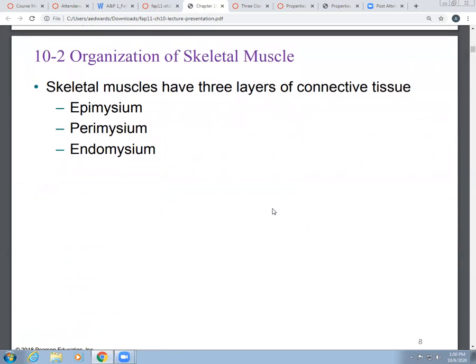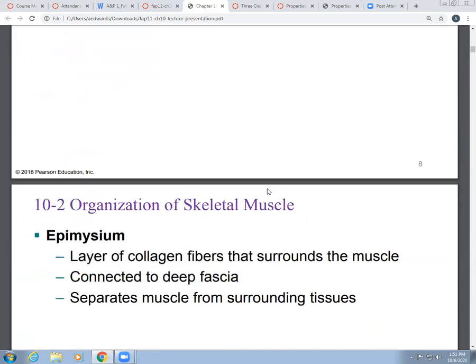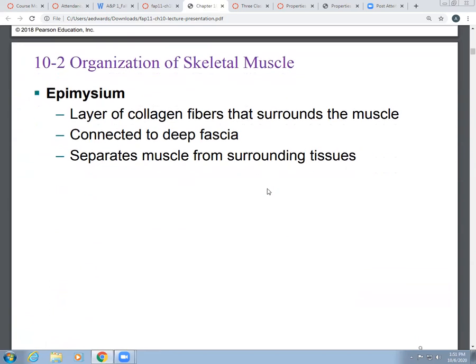Skeletal muscles have different layers of connective tissue. They have epimysium, perimysium, and endomysium, and we'll learn more about each of those. In your epimysium, this layer of connective tissue is made up of collagen and it surrounds your whole muscle. It's connected to what we call deep fascia, which is more connective tissue, and it forms a barrier to separate the muscle from tissues around it.